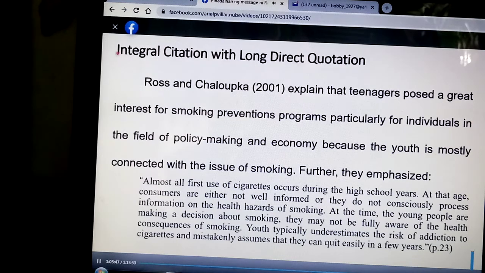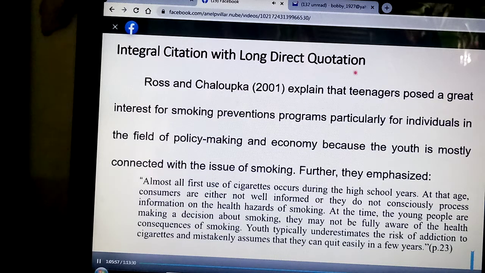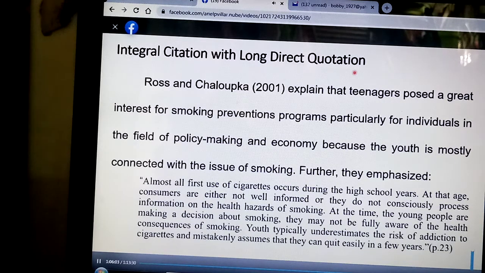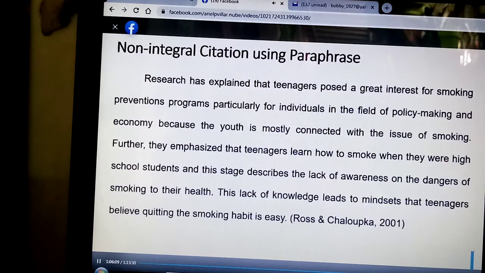So with this one, this is an example of doing your review of related literature using integral citation. At the same time, nag-apply po tayo ng long direct quotation. So, pwede nyo gamitin to. Ito yung mga ginagawa nyo pag sumusulat na kayo ng inyong review of related literature. Alright. Sa next one naman po, let's try the next one.